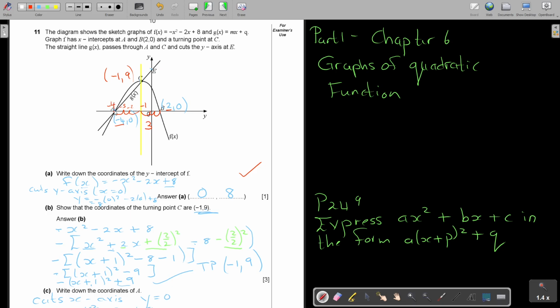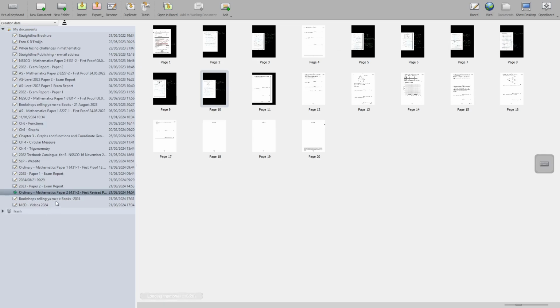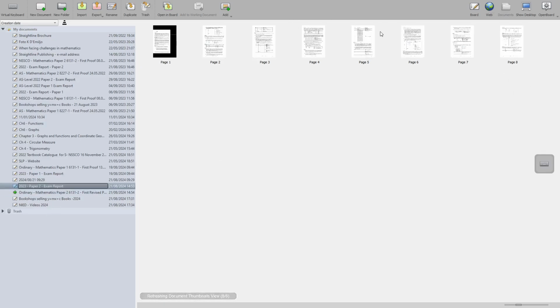So that's actually maybe an easier method, working with symmetry, because the turning point of a parabola is on the line of symmetry. So it will be the same distance to this side and to that side. But let's go to the examination report and see what they're telling us there.